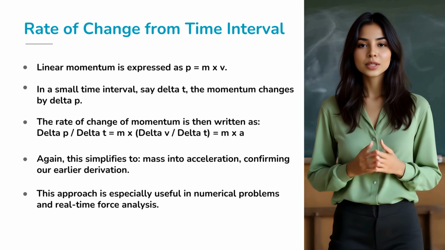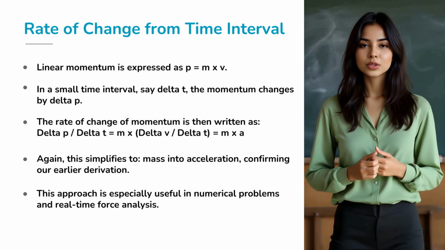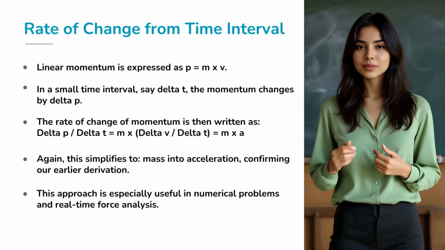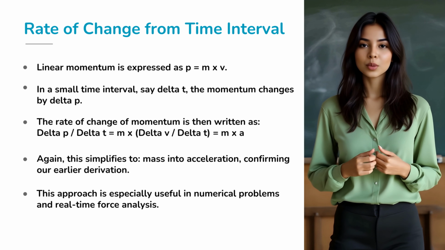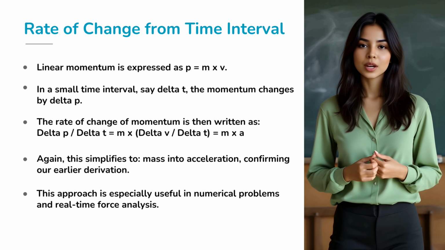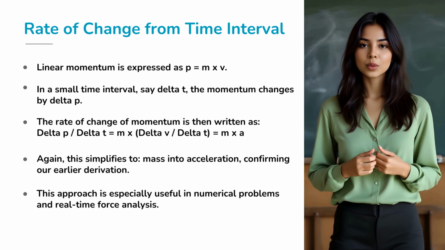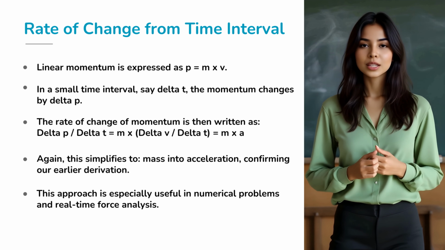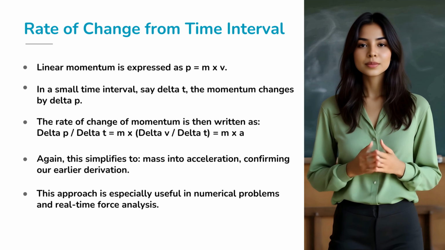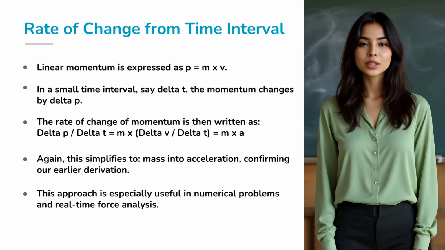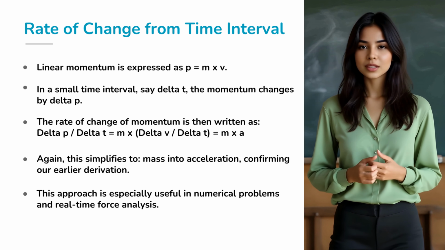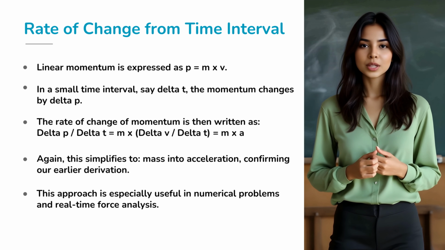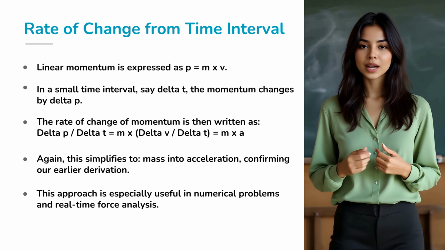Let's look at this from a slightly different angle using calculus notation. Say we observe the change in momentum over a small interval of time, which we call delta t. Momentum at any moment is mass into velocity, that is p equals m into v. The change in momentum is written as delta p, and when we divide that by delta t, we get delta p divided by delta t.